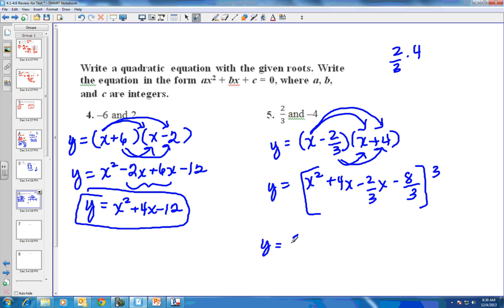y equals 3x squared plus 12x minus what? What's going to be right here? My 3's will cancel. Or I have 2 times 3, which is 6/3. That's just going to leave me with my 2x. And then I have minus 8. y equals 3x squared plus 10x minus 8.